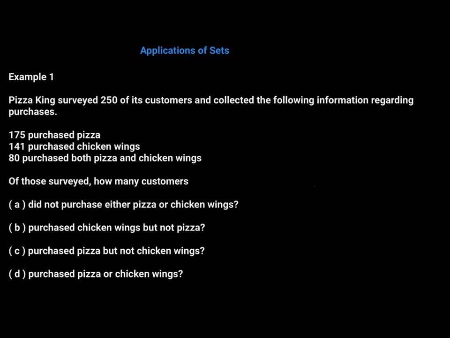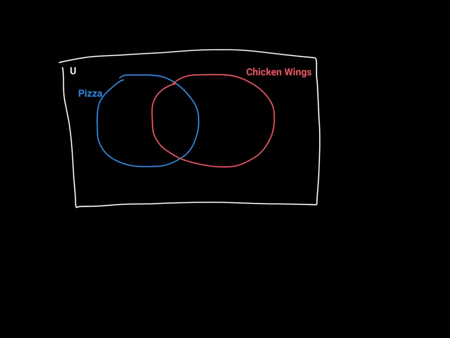All right, to get started, we're going to create a Venn diagram, and we have only two sets because we're only talking about pizza and chicken wings. Those are the two items. So we are going to make a Venn diagram with two sets. All right, so here we have it.